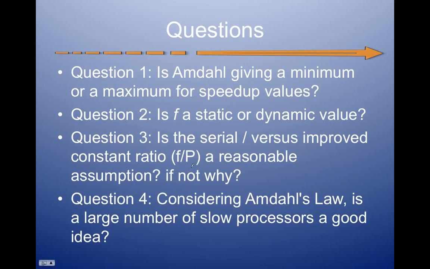So here are the questions. Amdahl's law, is it giving a maximum or a minimum for the speedup values? Is f a static or a dynamic value? That is, a portion of the time spent in the parallel part. When we consider serial versus improved constant ratios, that is this ratio, do you think this is a reasonable assumption? And if not, why? And when you consider Amdahl's law, is it a good idea to have a large number of slow processors? The idea behind having slow processors is they will use very little energy, but you want a lot of them to get some computing power.